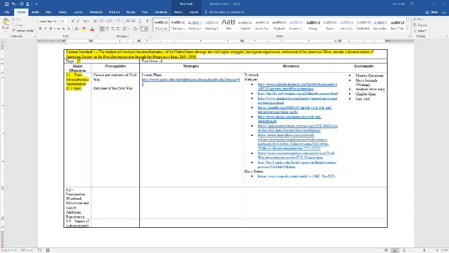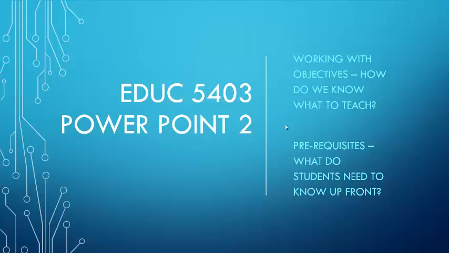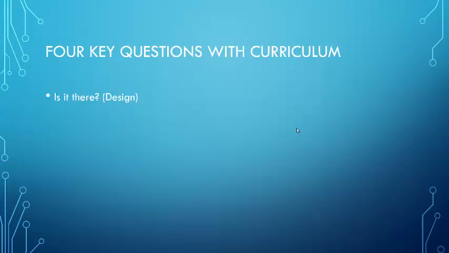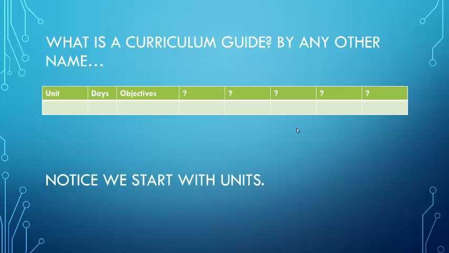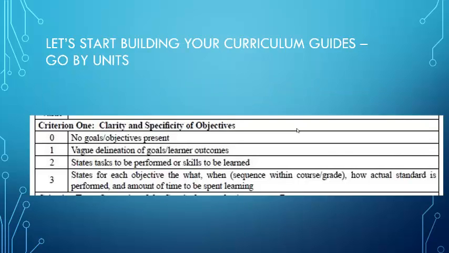So let's get back to our presentation. So when you're dealing with your objectives, here's what you need to keep in mind, okay? For each of your units, and remember we're going by units, for each of your units you need to provide an objective. And these will be rated on a scale of 0 to 3. And in the end of this course you're going to rate your own, by the way.